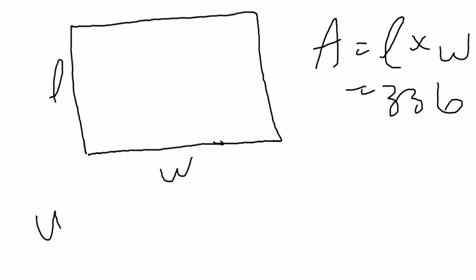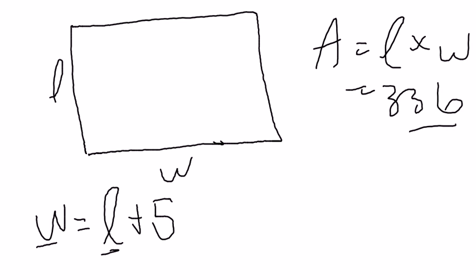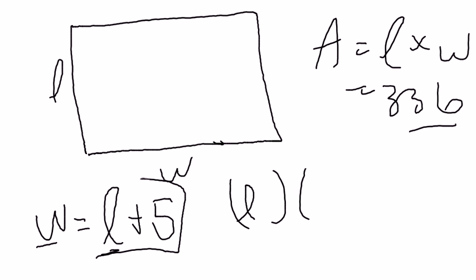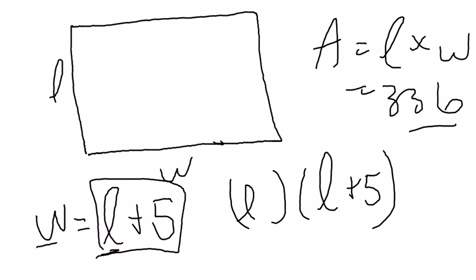So we can actually express W in terms of L. The width is the length plus 5, right? Whatever the length is, if I add 5 to it, I'm going to get the width. Now, if I multiply these together, I'm going to get the area, which is 336. So L times, now I'm going to multiply the width. But instead of using W, I'm just going to use L plus 5 because it keeps the L together. Since I know the relationship between the width and the length, I can express the width as a function of the length. And that's going to give me 336 if I multiply them.